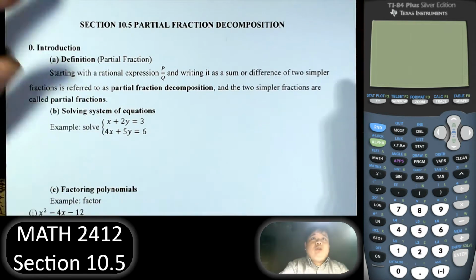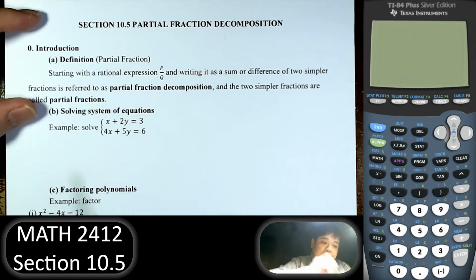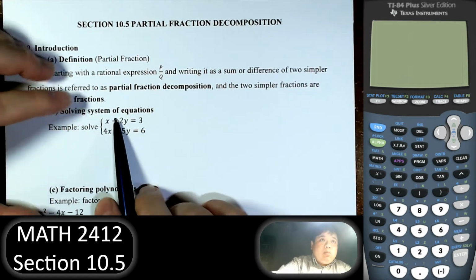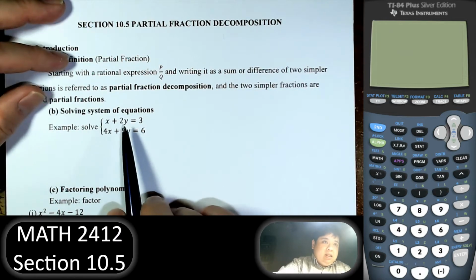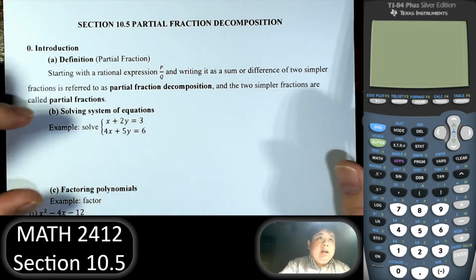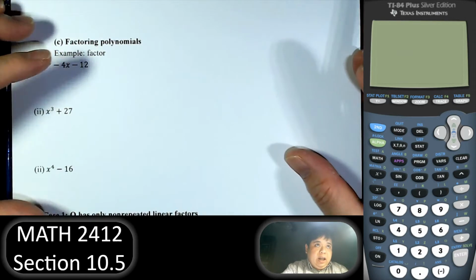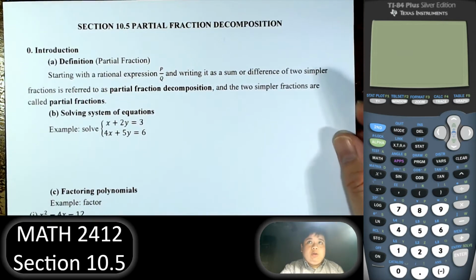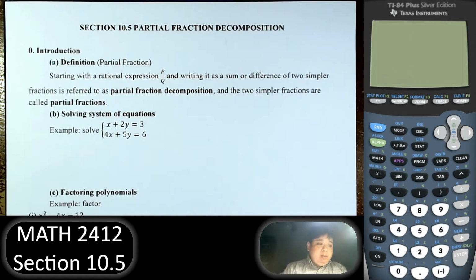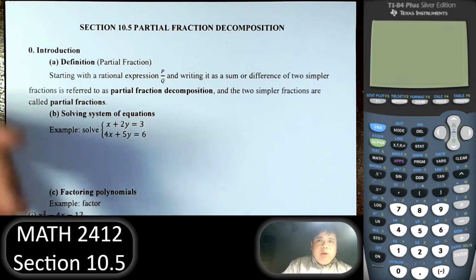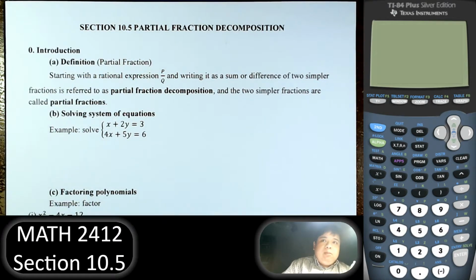Before we do that, we just need to do some basic review involving systems of equations and factoring, which is also important. Of course we can do this by hand with substitution or elimination, but later on we have more complicated problems, so I'm just going to use a calculator. So this is how we use a calculator.